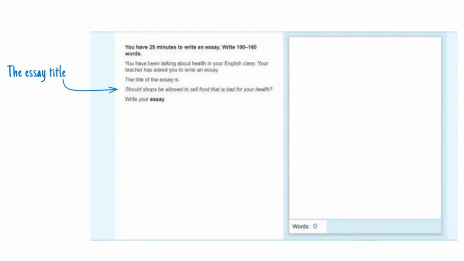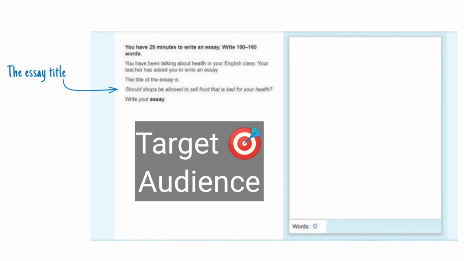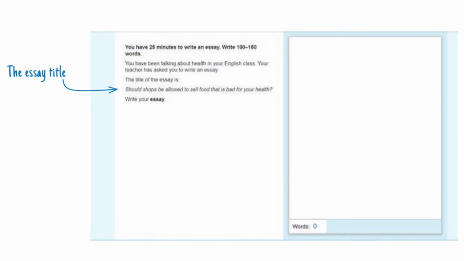The essay focuses around a title. So obviously, the title is going to determine that tone of voice that you need to use, the vocab that is required, and those linking words that best suit the task. So as I've said before, go along with the title.